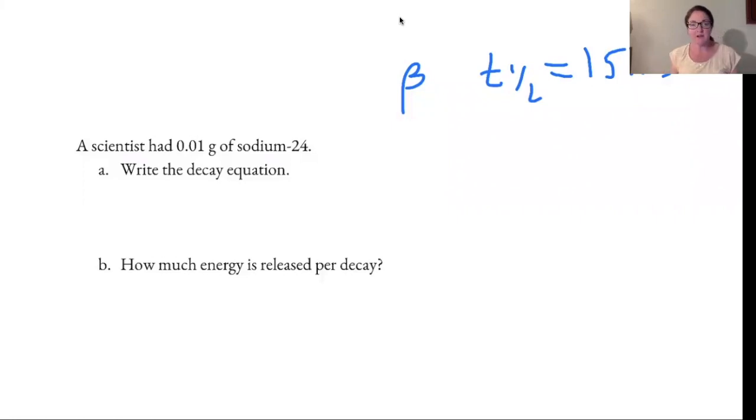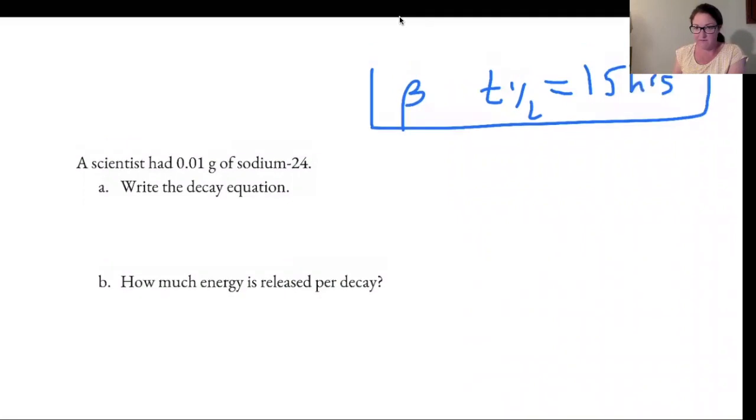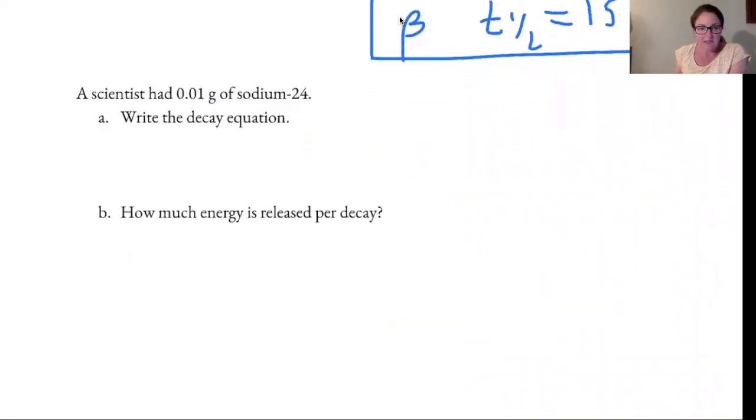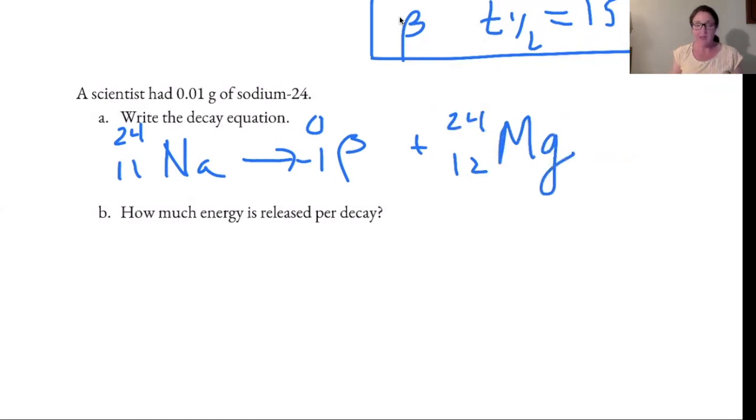Okay, so let's take a look at a problem that's going to combine everything we've done so far. The first step: I've already gone to the table of light nuclides and recorded that sodium-24 decays by beta and has a half-life of 15 hours. So when I get to writing the decay equation, it'll be Na-24 decays by beta, which is 0, -1. Sodium is element 11, so this will form element 12, which is magnesium.